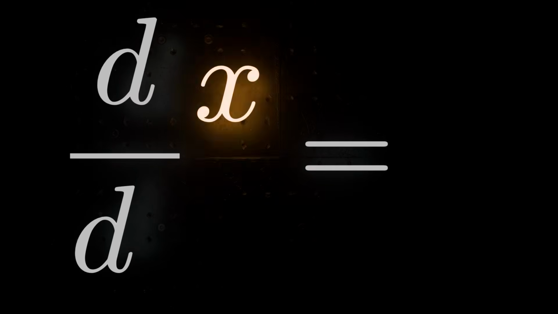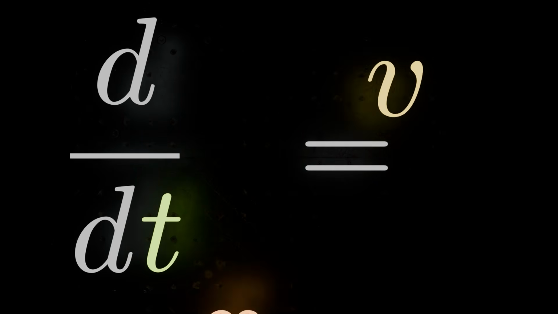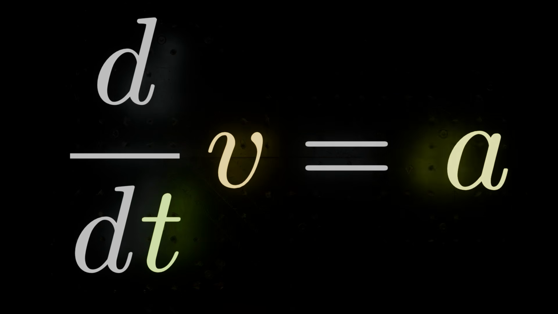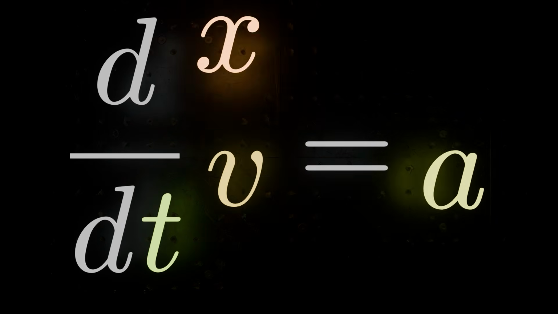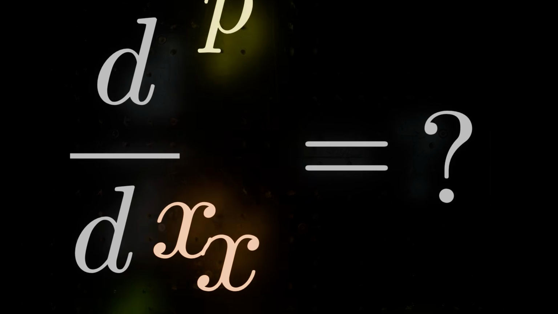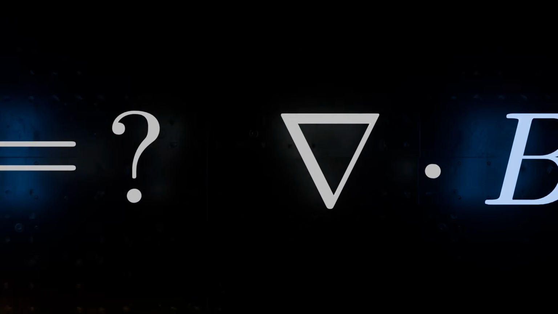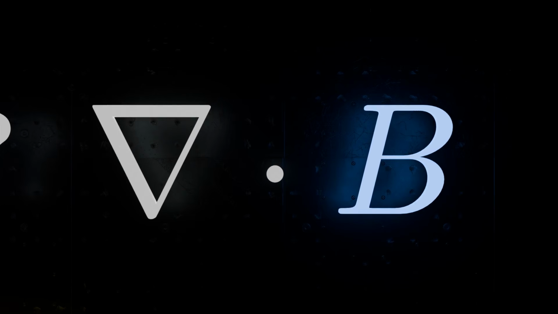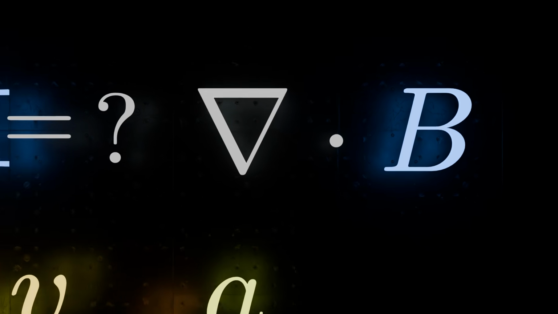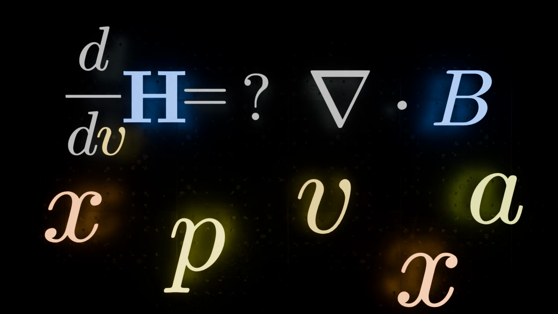So we all know that position in relation to time is velocity, and velocity in relation to time is acceleration. But what is position in relation to position? Or momentum in relation to time? Or field in relation to velocity? Or this inverted triangle right here? All of those derivatives, what do they mean? Well, that's what we'll answer in this video, a video about the intuition for derivatives.